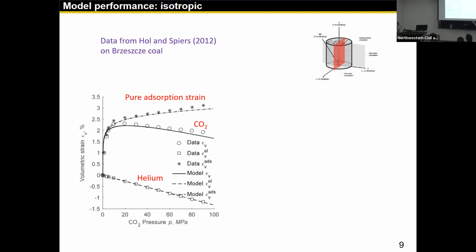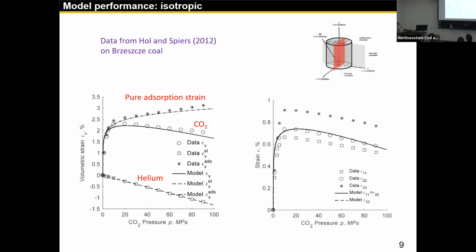From there, you can calibrate the Young's modulus of your model. And then the difference between these two gives you the pure adsorption-induced strain. You can see the model successfully captured all of these. But if we look at the individual strain components along different directions, their data shows different values because of the intrinsic bedding plane of the core. Well, our model only gives you one curve because it's isotropic.